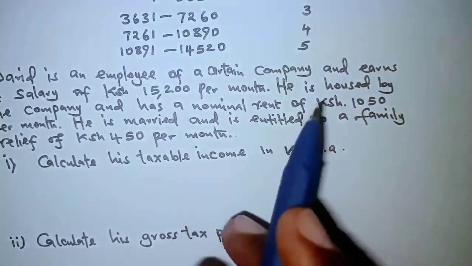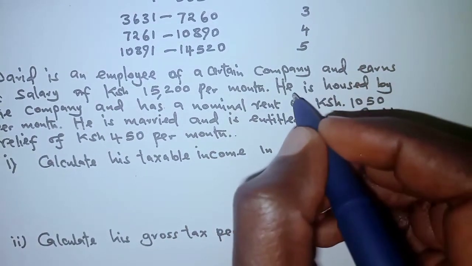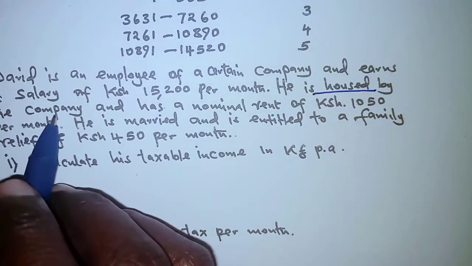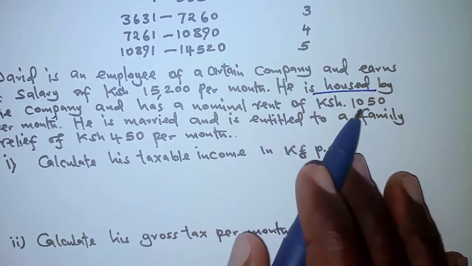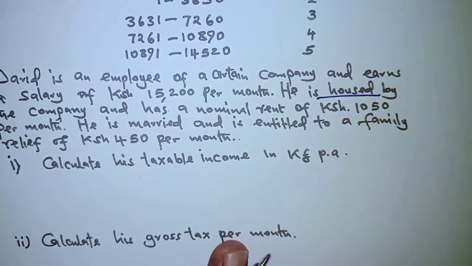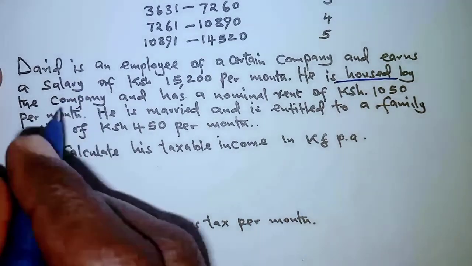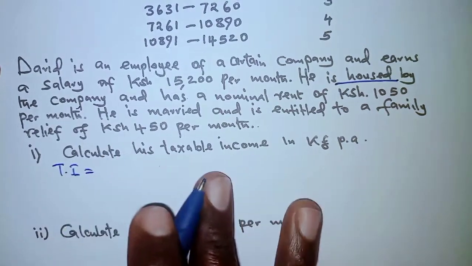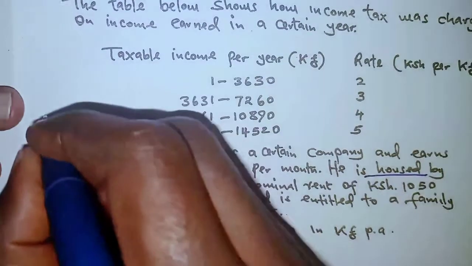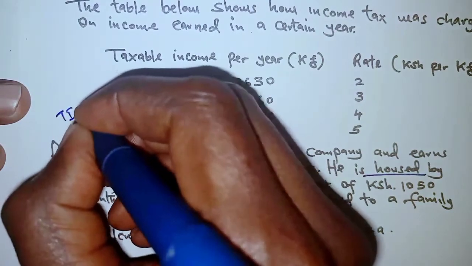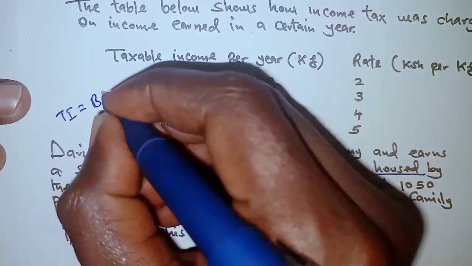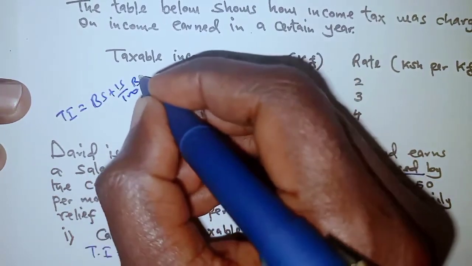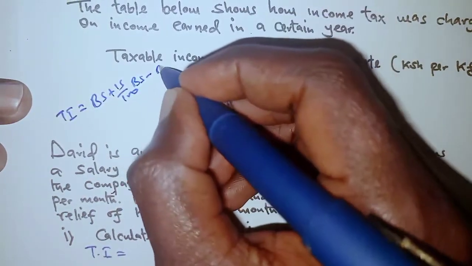So the first thing we need to take note of here is that David is housed. So he's housed by the company and has a nominal rent of 1,050. So in order to calculate the taxable income, we are simply going to take, so let me write here, taxable income will be basic salary plus 15% of the basic salary less the nominal rent.